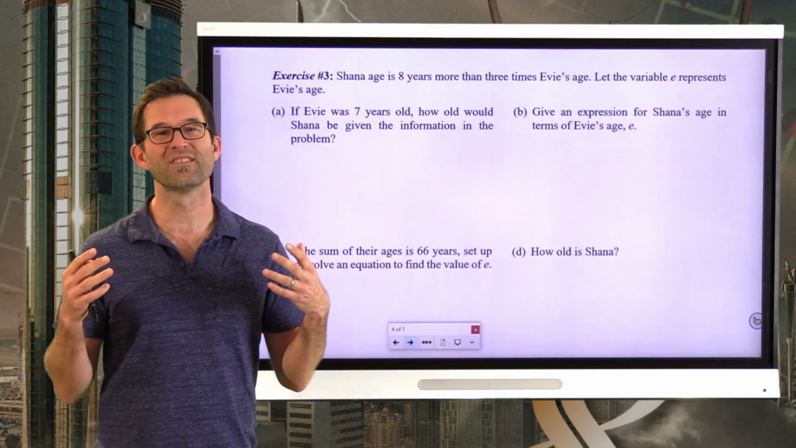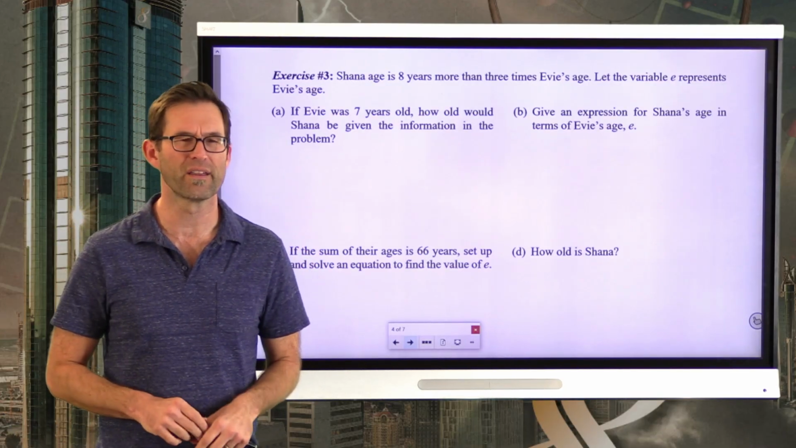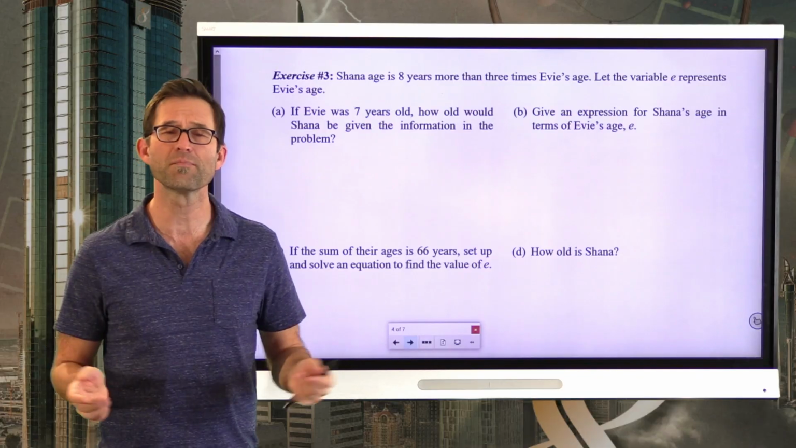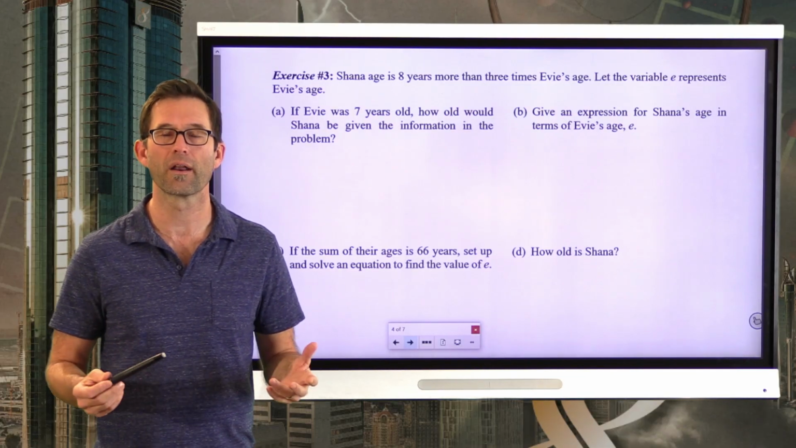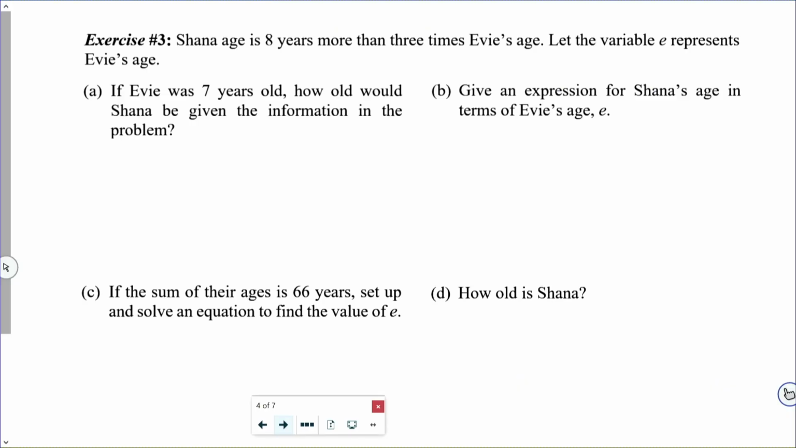One of the things that you see a lot in algebraic modeling, for what it's worth, are problems based on people's ages. So let's take a look at exercise 3 on a problem like that. Shayna's age is 8 years more than 3 times Evie's age. Wow. Shayna's age is 8 years more than 3 times Evie's age. Always read it as many times as you need to. Let the variable E represent Evie's age.